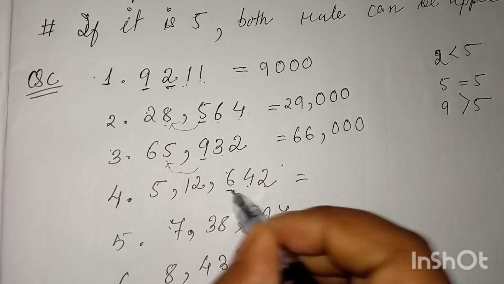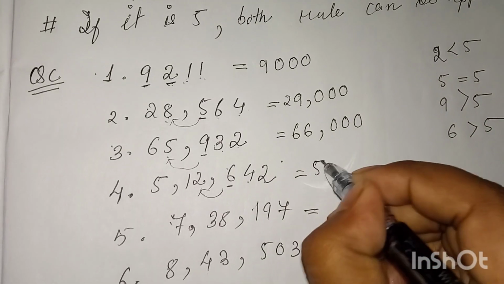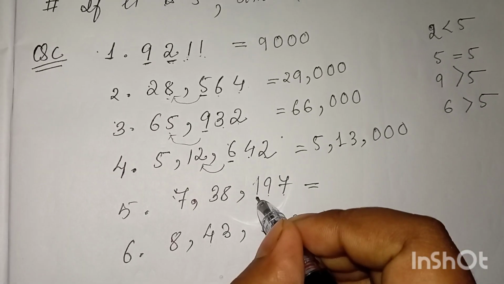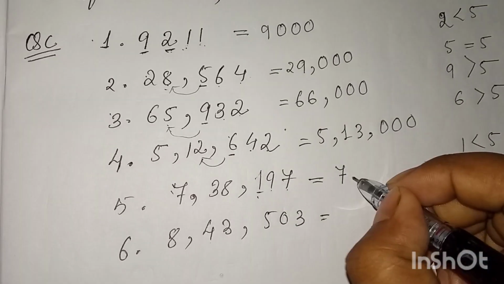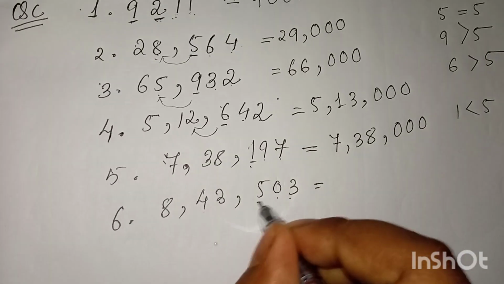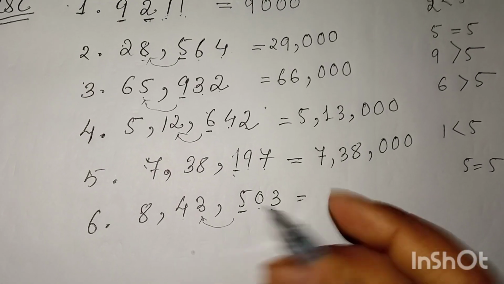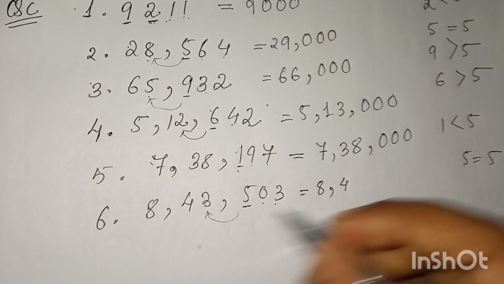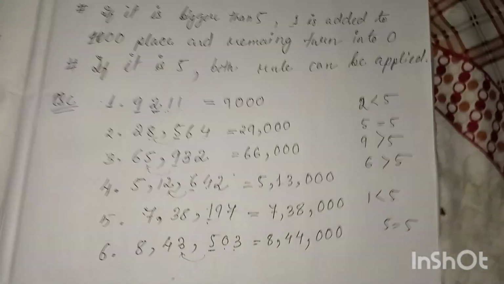Again, in the 100 place, we have 6. 6 is bigger than 5. So 1 is added to the 1000 place. So when we add 1, this 2 becomes 3, the rest 0. In the 100 place, we have 1. 1 is smaller than 5. So it will turn into 0 and the rest of the 2 places will also turn into 0. In the 100 place, we have 5, which is equal to 5. That means we give 1 to the 1000 place and the rest will become 0. So this 3 will turn into 4 when we give 1. Then the rest of the 3 places are 0. Understand?